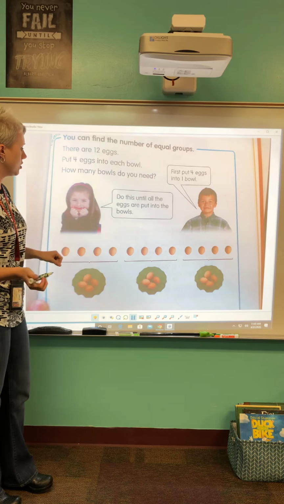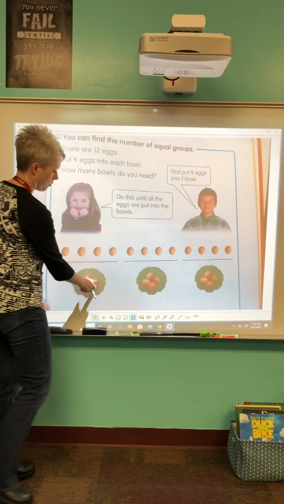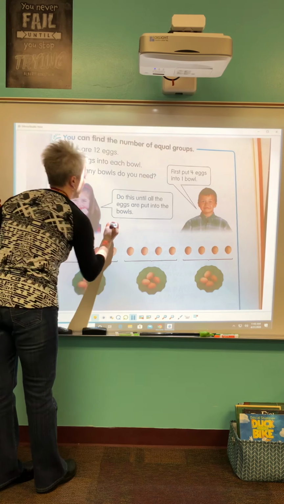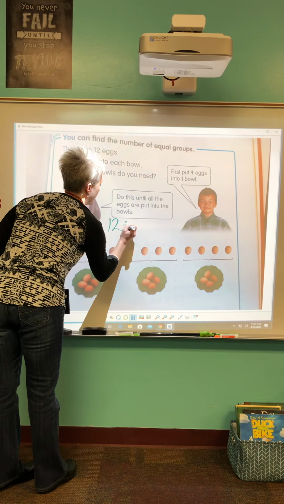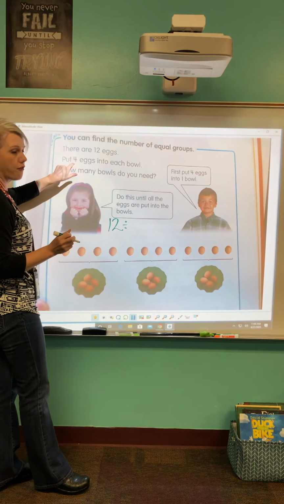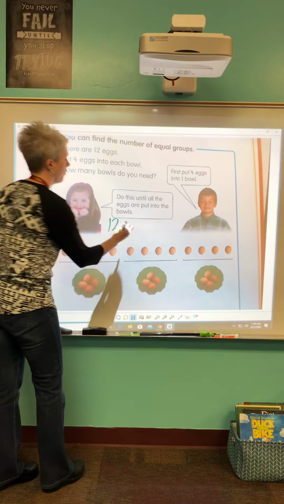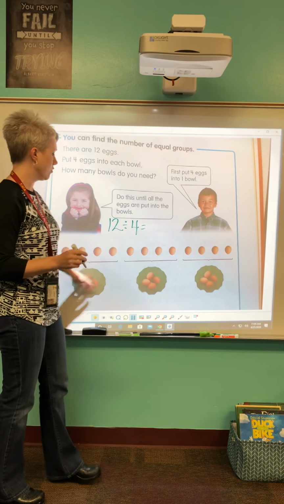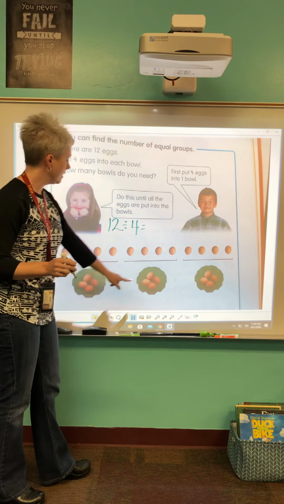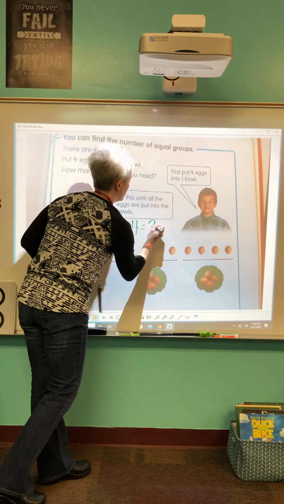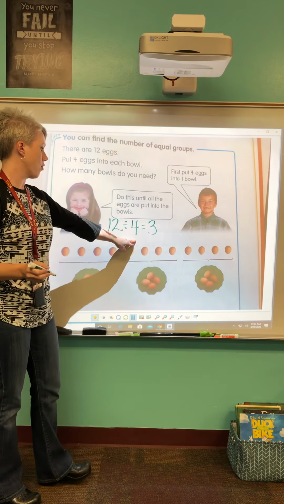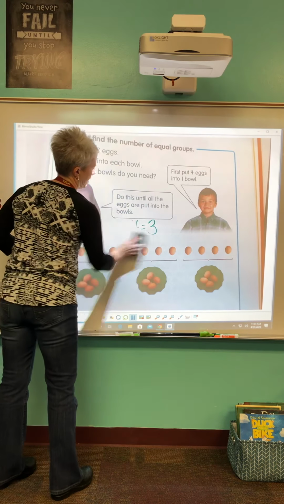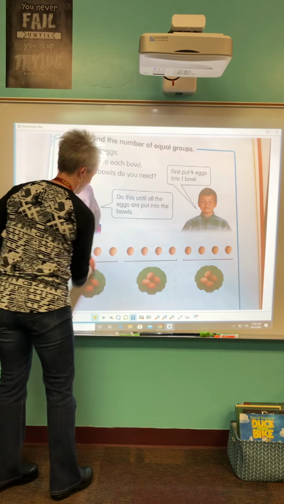How many bowls do you need? How many bowls do we have? 1, 2, 3. So they started with 12. That's the whole number. They divided it by 4. They put them into groups of 4. 12 divided by 4. When they did that, how many groups did they end up with? 1, 2, 3 equal groups. So 12 divided by 4 equals 3. All right, let me show you one more. Then we'll get the workbook out, okay?